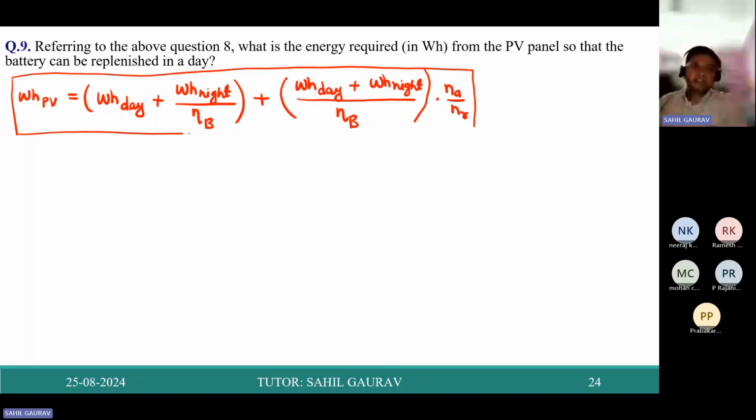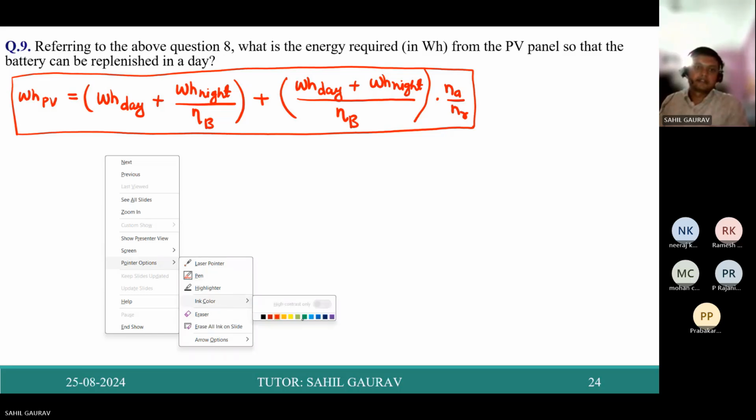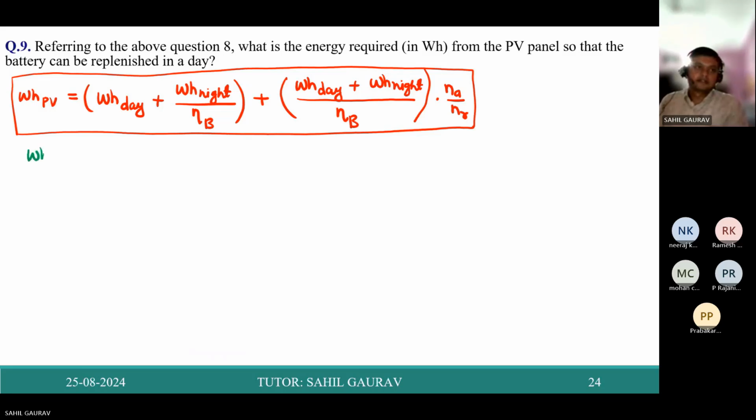So what is the difference in the expression for the battery and load? It is quite simple. If they ask about battery, then you can write WH load. During day, this battery will not supply the energy, so day will vanish. I will use another color. I'm telling how you can remember the expression. So watt hour load, this will be vanished. For battery, it will directly be watt hour night upon efficiency of battery, because the battery will supply the power during the night.